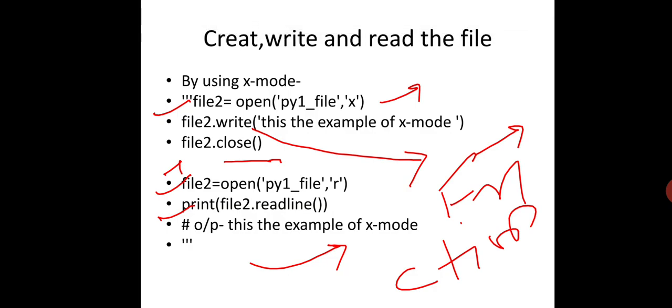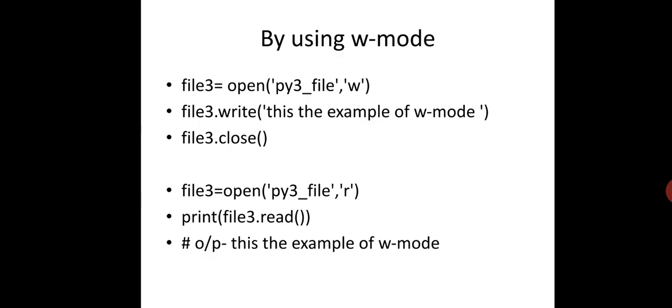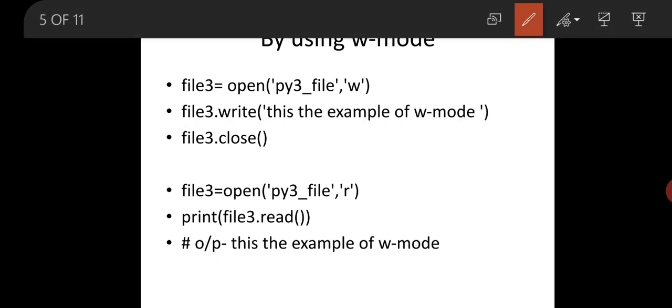Now the next mode is W mode, that means write mode. Here we are going to create a file, the py3 file. We open this file in write mode. This is the write mode. This is the write function.